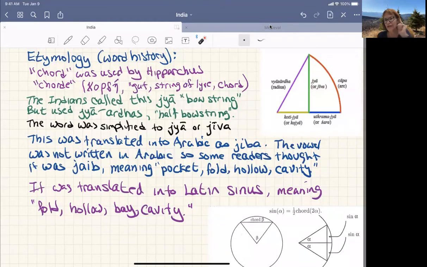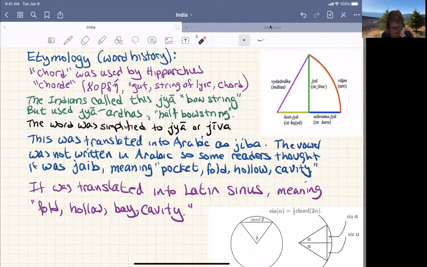Now, here's the funny part of the story. In Arabic, you don't write all your vowels. And so in this word, there were no vowels written. There's only the J and the B. And some readers, when they were reading the mathematics, didn't know what this word was that they were using here.